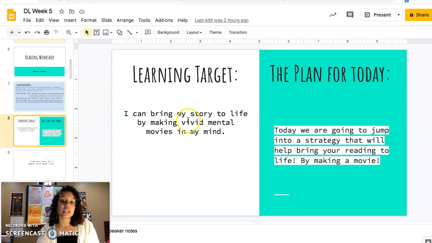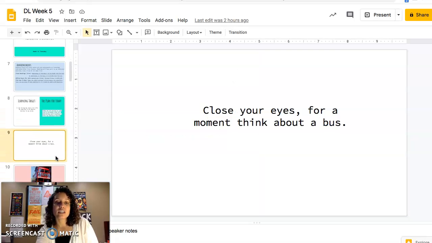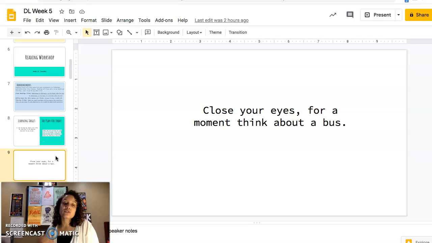So when we're looking at our learner targets for today, I can bring my story to life by making vivid mental movies in my mind. So we're going to talk about what that can look like. That's the plan for today, and there's a couple different ways. But one important thing that readers do is that when readers read, they make movies in their mind. It's kind of like a secret. So sometimes if your parents aren't allowing you to watch TV or watch your favorite movies, then I would grab a book and read that instead.